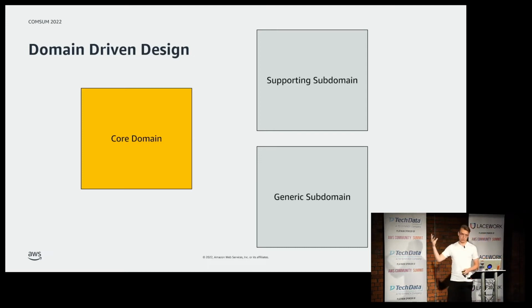Then you've got your supporting subdomains, which are parts of your system that are required for your system to work, but aren't differentiating. In the example we set up at the start, that's things like translating from Spanish to English. That's something that anybody can do with an API call. And then you've got generic subdomains, which are the completely undifferentiated things like sending emails, for example, things that all customers need to do.